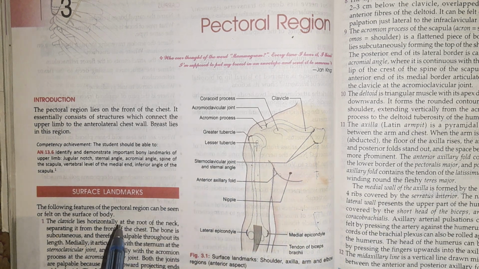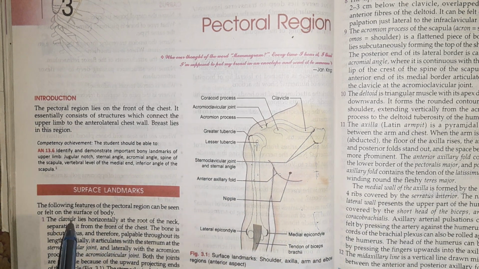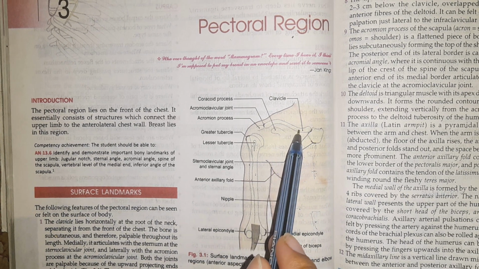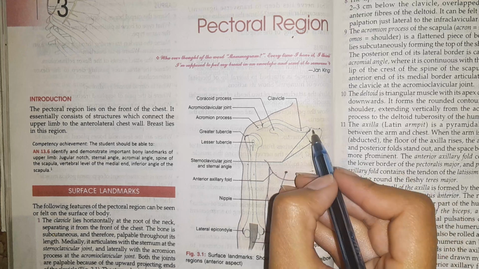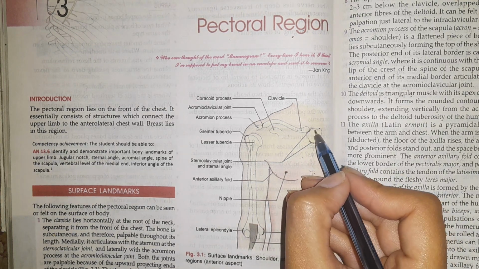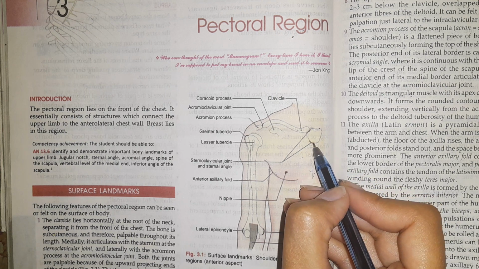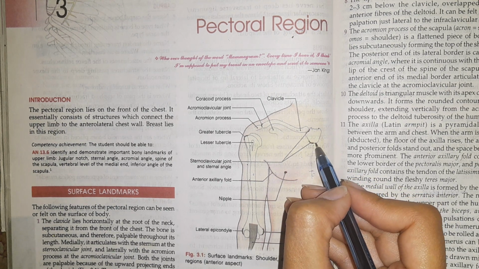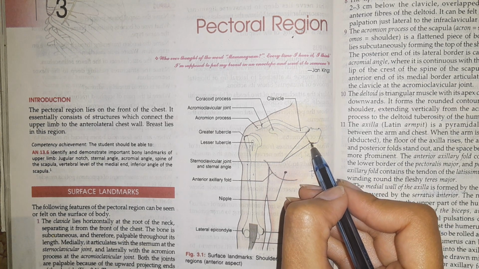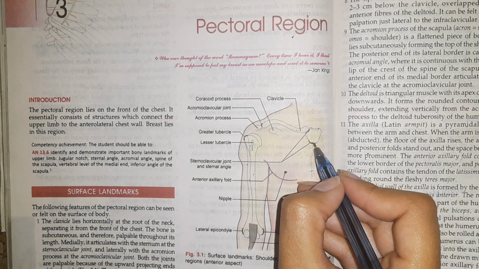Going towards certain surface landmarks, first of all we have the clavicle. So you can see this clavicle lying horizontally. Then we have the jugular notch. This area between the two clavicles is the jugular notch. 5 centimeter below the jugular notch, we have this area which is known as the sternal angle or angle of Louis. Very important because it is used for the numbering of the ribs. Second rib lies at this level.